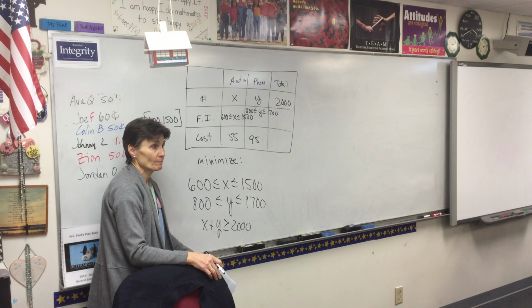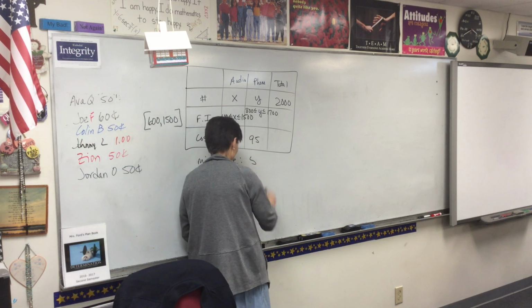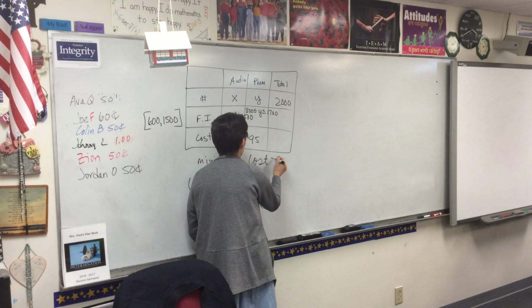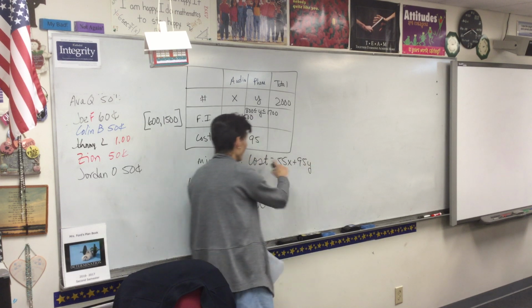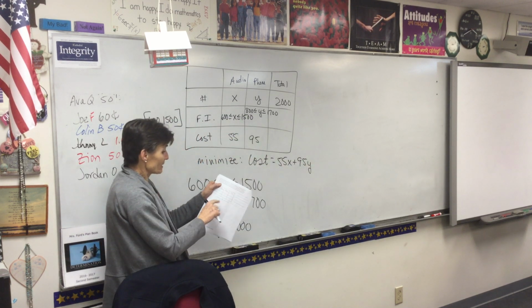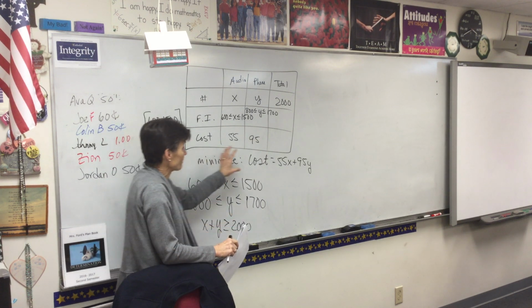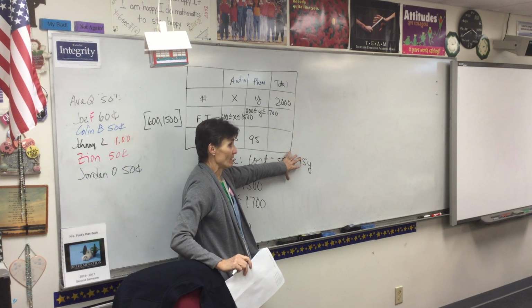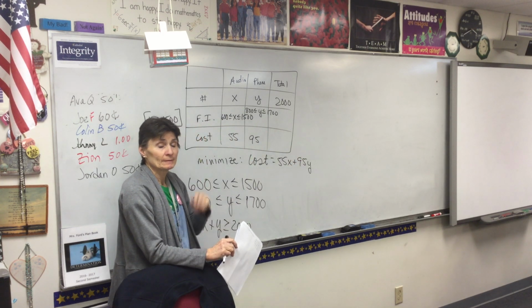Would you agree? And then I want to minimize my cost, so I'm going to minimize 55x plus 95y. Now don't graph that. That's why I list it separately, because I don't want you to get confused with anything to graph. This we save till the very end, remember? When we have our points, we plug into there.